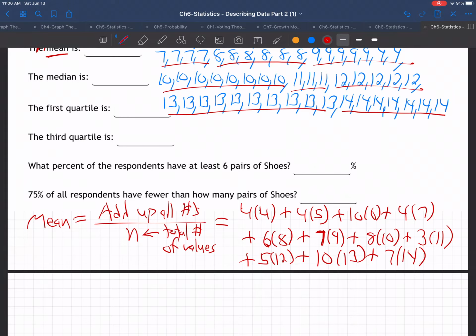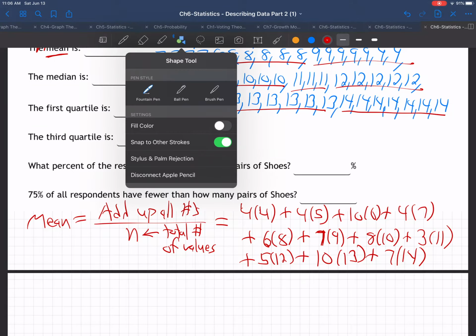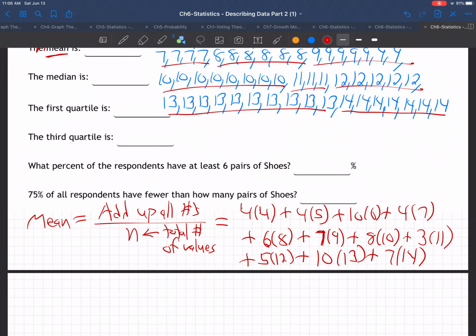And then we have to divide that whole thing by how many total numbers? Let's just write it right now. Total number of values, which we'll figure out in a second.